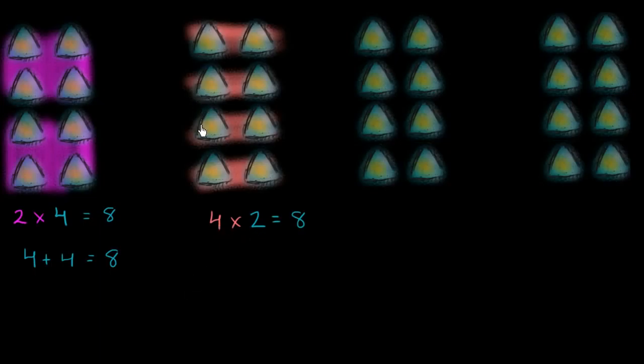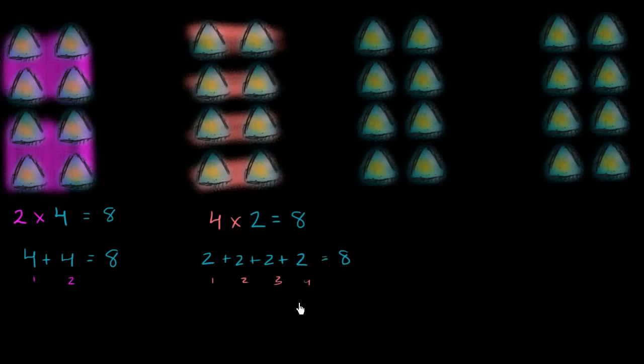We have 1, 2, 3, 4 2's. Each of these has 2 in it. So 2 plus 2 plus 2 plus 2 is equal to 8. These are both equivalent. 4 times 2, literally 4 groups of 2, is the same thing as taking 4 2's and adding them together. Notice we have 2 2's over here that we added together, 1, 2. Here we have 4 2's, 1, 2, 3, 4, and we are adding them together.